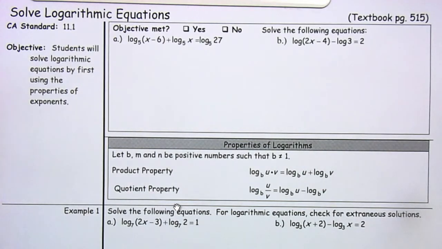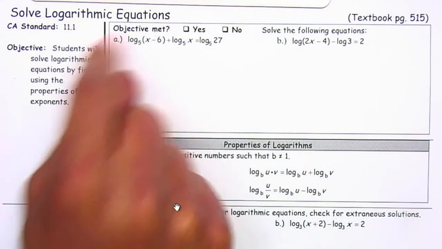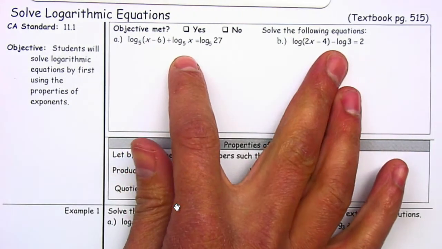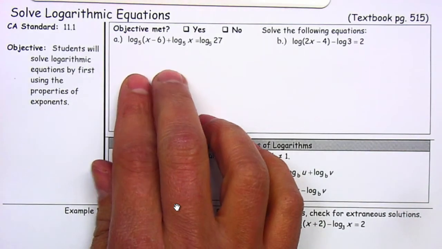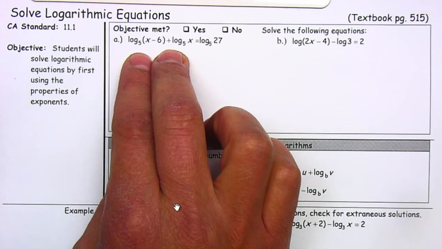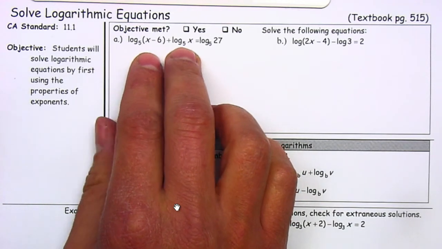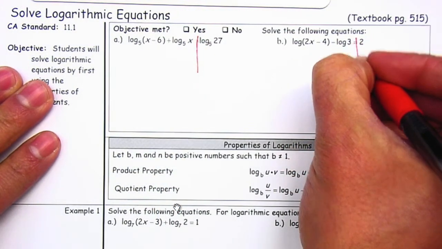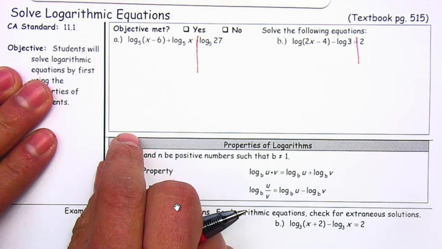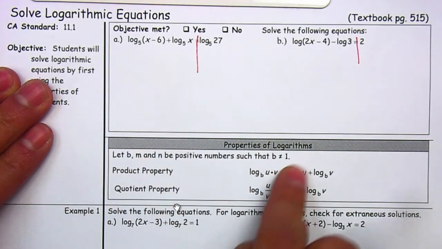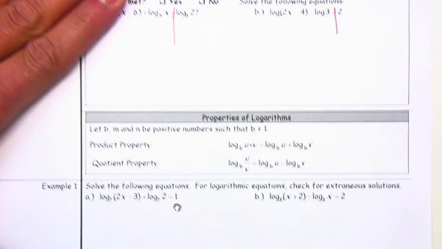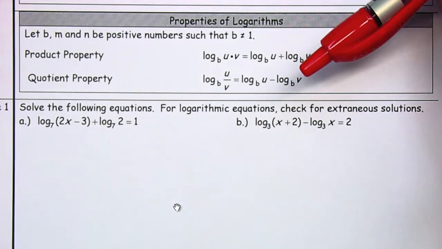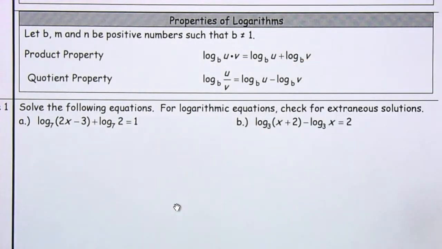Good morning. Today we're going to continue solving logarithmic equations. If you notice on these two examples that we have here on the objective, we're going to be working with equations that have two logs on one of the sides. So in order to solve these equations, we're going to have to use the properties of logs that we covered in the last sections to simplify before we actually solve the equation.